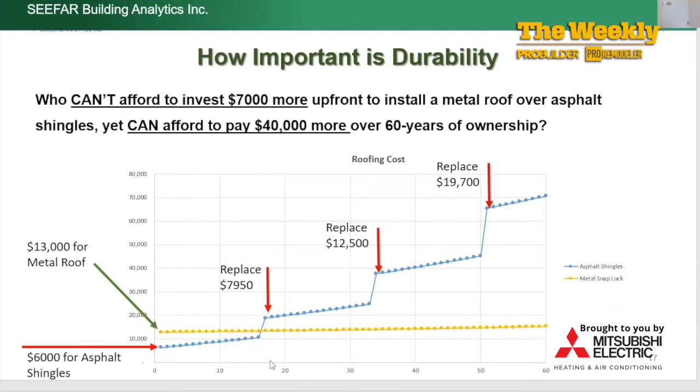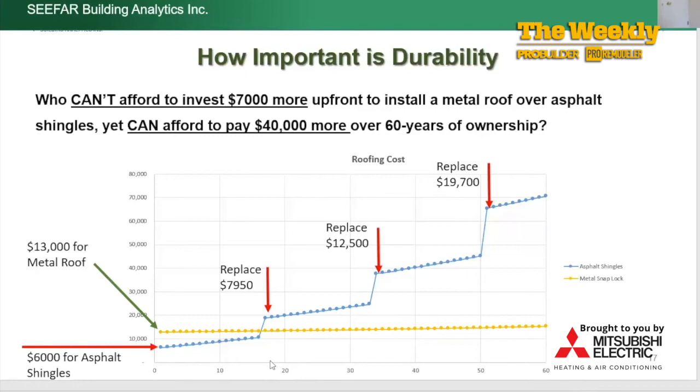Now, there's lots of guys out there selling asphalt shingles right now. You say, oh, they have a lifetime warranty. Yes. Read the fine print. Labor's not included in that, and all kinds of other things. So it's like the caulking lifetime warranty. I laugh at that one too.